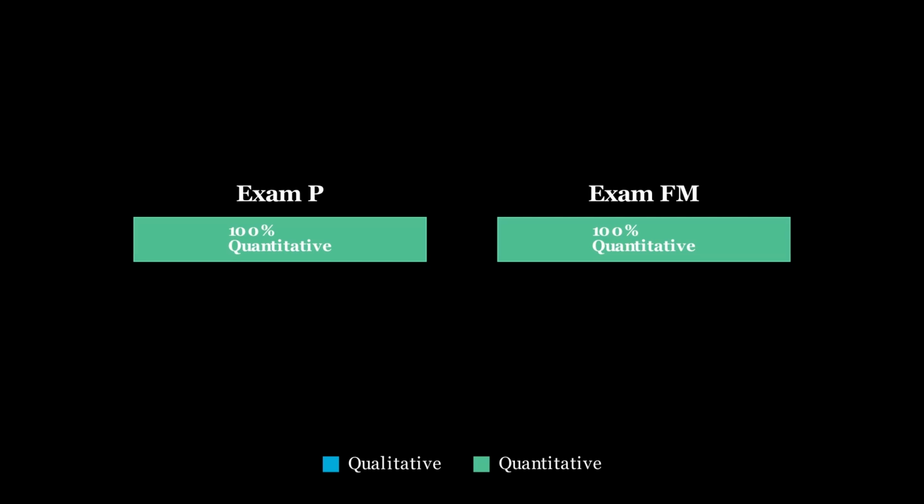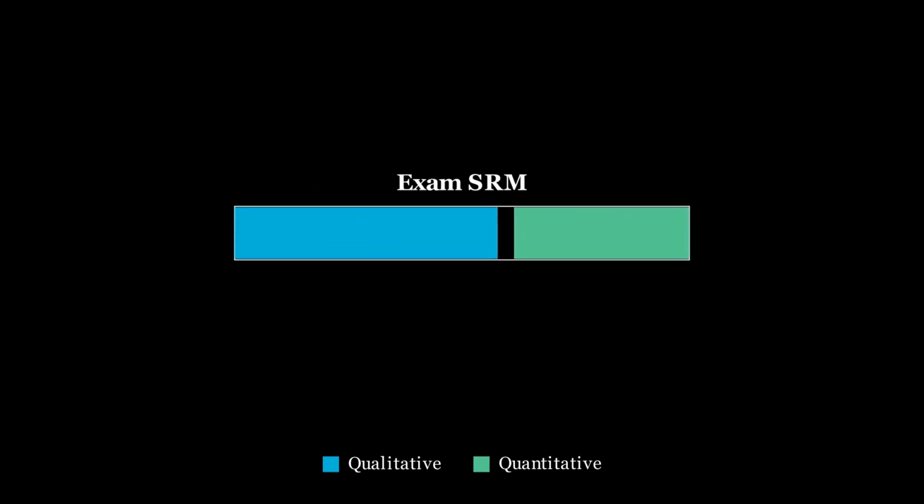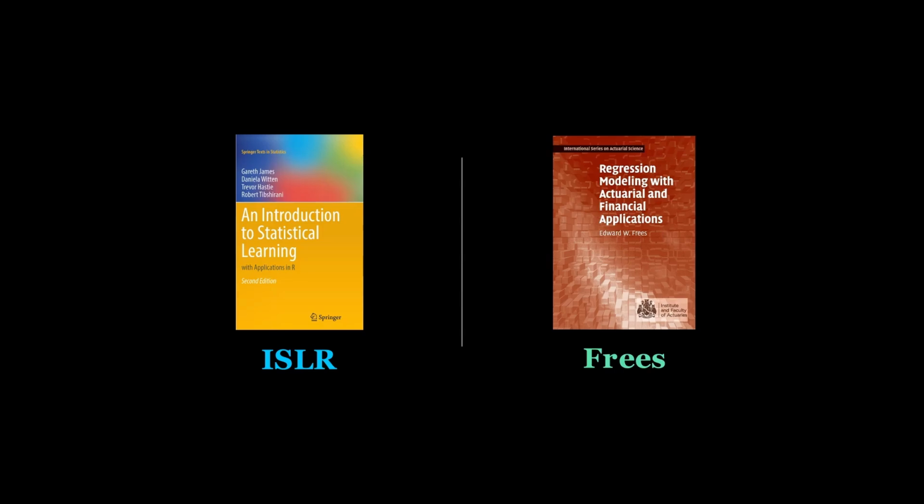This makes preparing for the exam unique and challenging. Past candidates have reported that Exam SRM ranges anywhere from 60% to 80% qualitative, with the remaining 40 to 20% being quantitative. Although grinding through practice questions will still help solidify your understanding of the material, it is generally recommended to also read through the study guides and source material, particularly ISLR, to understand the concepts in more depth.